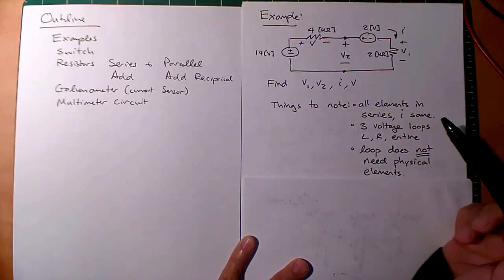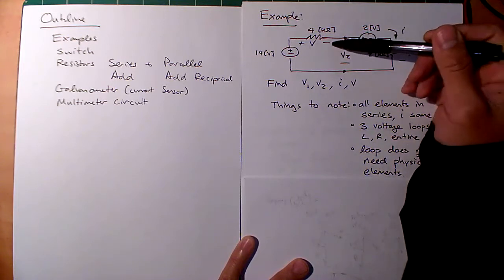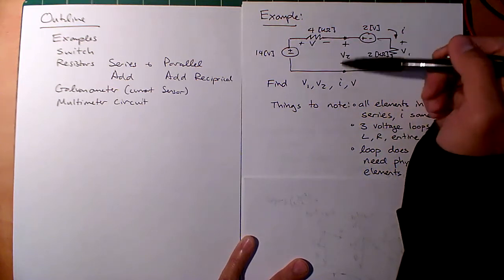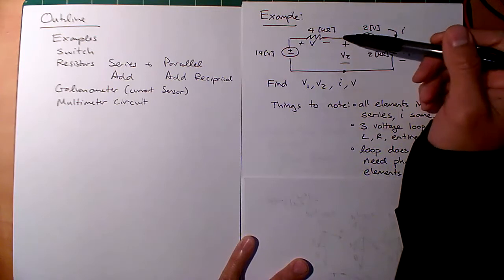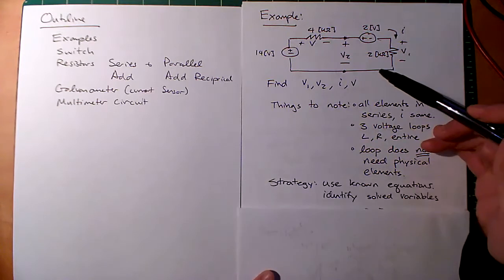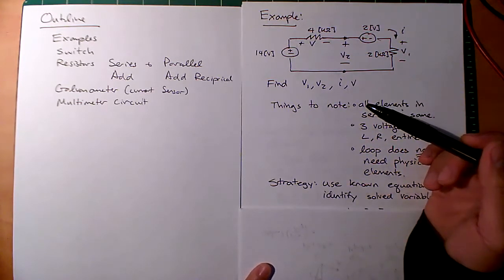And one thing I wanted to hit is that the loop, when you do a KVL loop, does not require a physical element. So for example, if you do this loop on the left or the right, you can do a loop right through this measurement, I guess you could say, and it doesn't have an element here, and that would still be valid, okay? All right, and like I said, what's the strategy? We can just pick all the equations and tools we have and go at it.